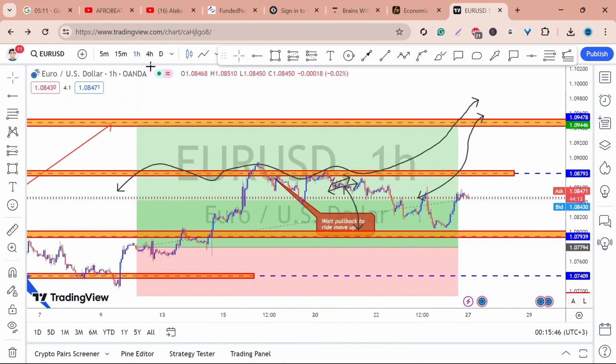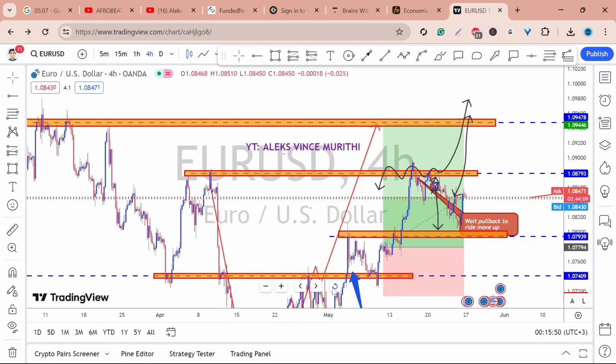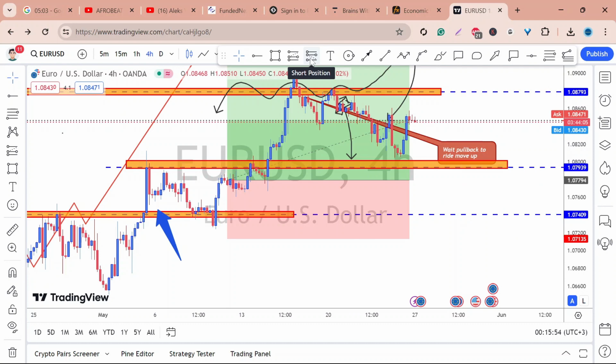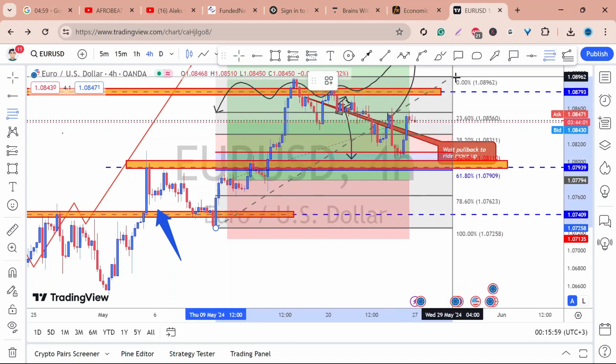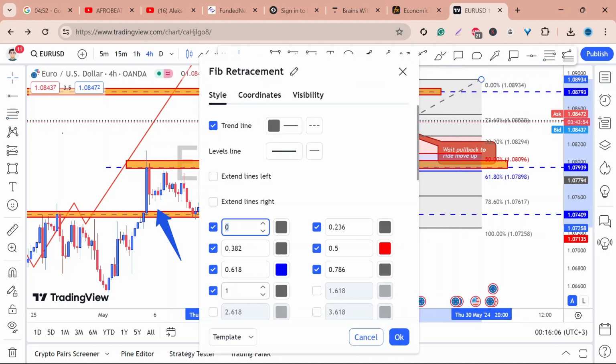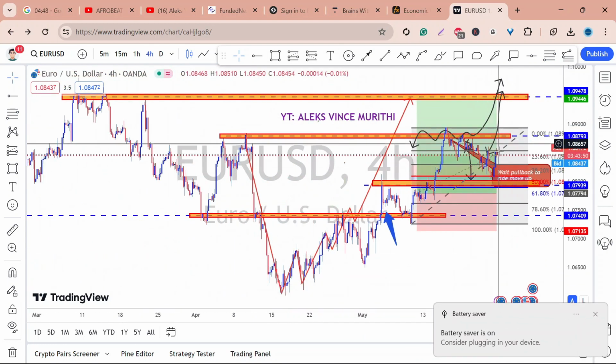So I'm looking for a bullish EURUSD because the current retracement is quite deep. If we pull out our Fibonacci retracement tool, you might realize that we are at level 61.8 at the moment. So on EURUSD expect a bullish move coming this week, with the next key level at 0.0946. So EURUSD, we are bullish.